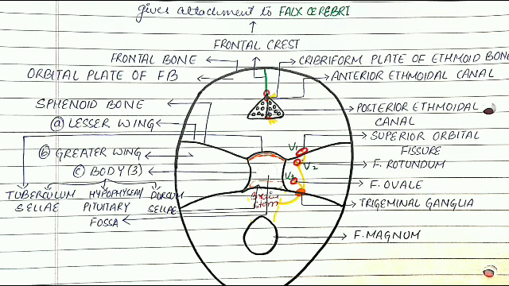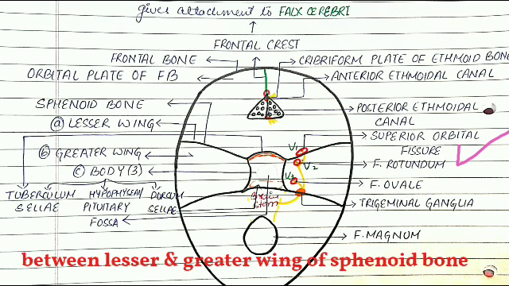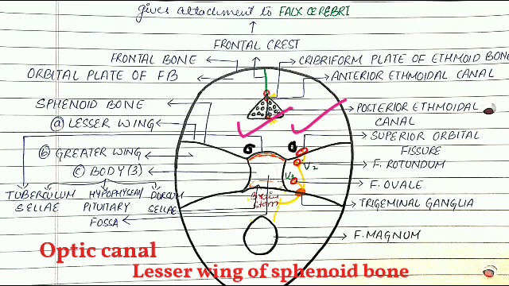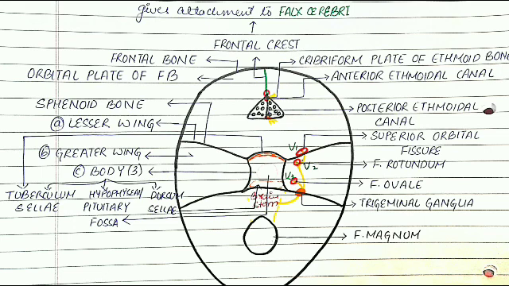Let's get back to where we were, that is the superior orbital fissure. The superior orbital fissure is present between the lesser wing and the greater wing of the sphenoid bone. In this picture you won't get a better view of its location, but it is present between the lesser and the greater wing. There is one more canal, the optic canal, and this optic canal is present on the lesser wing of the sphenoid bone, while the superior orbital fissure is present at the junction of the lesser and the greater wing.